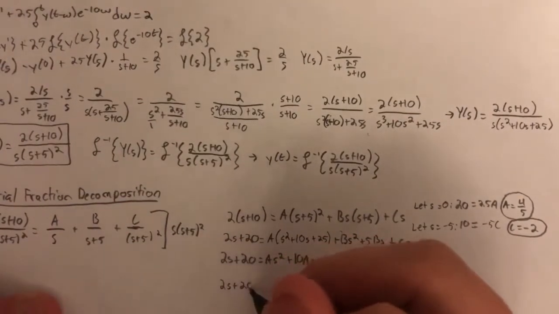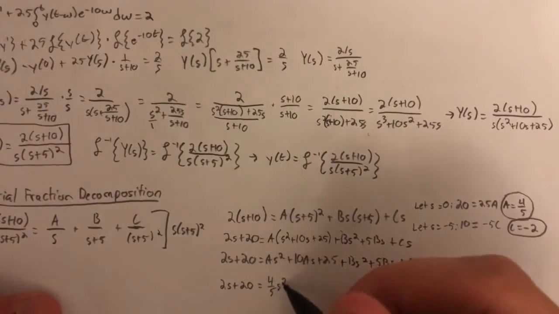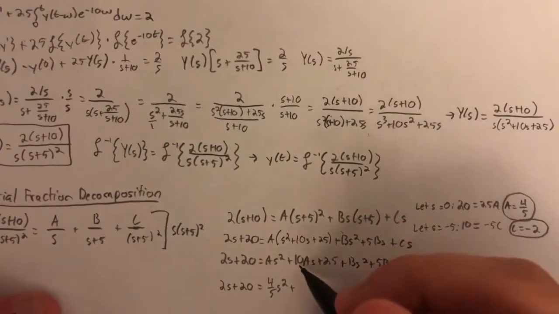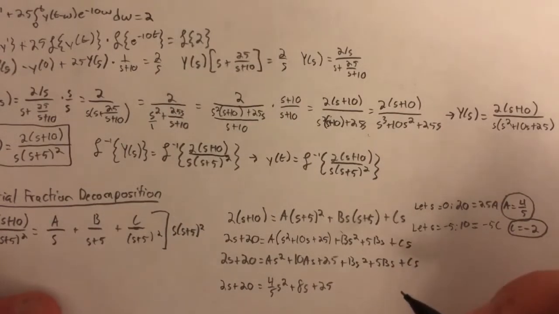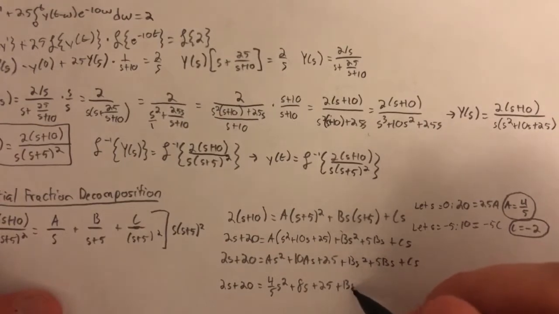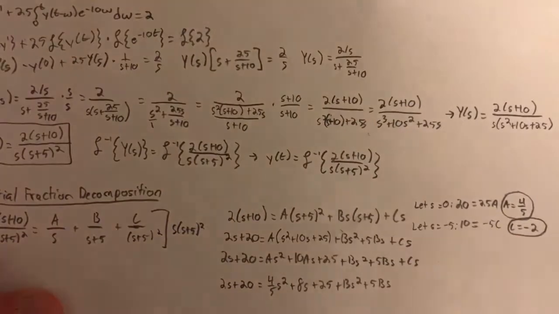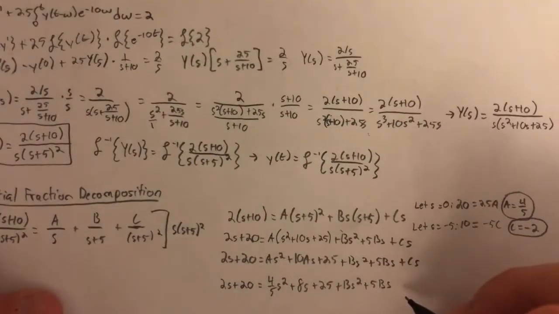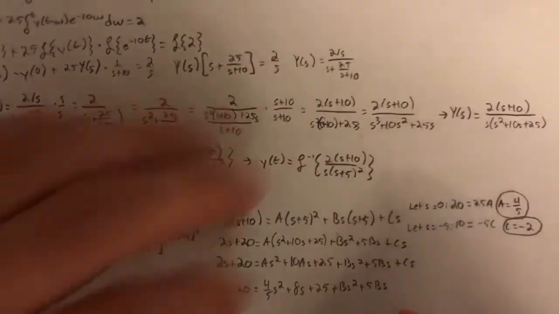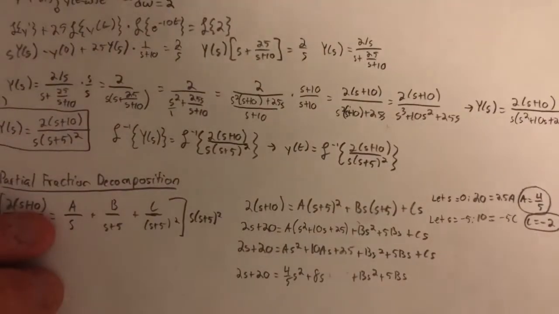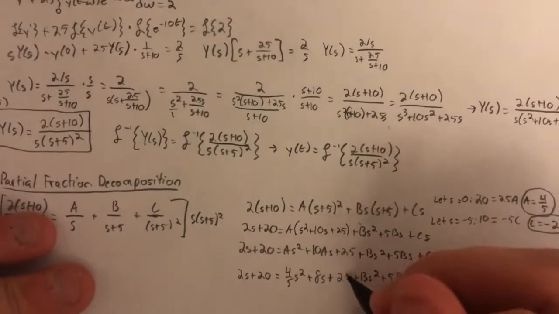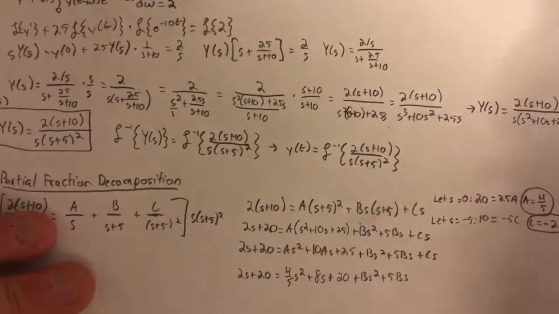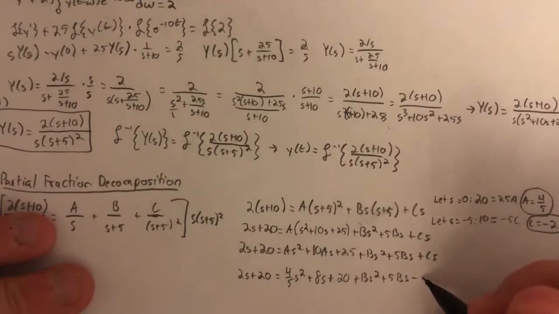Now we know what a and b equal, so we can plug those values in, and we get 2s plus 20 equals 4/5 s squared, plus 10 times 4/5, 10 divided by 5 is 2, 2 times 4 is 8s, plus, so not 25, sorry about that. a is 4/5 times 25, so 25 divided by 5 is 5, times 4 is 20, plus 20, plus bs squared, plus 5bs, minus, because c is -2, minus 2s.